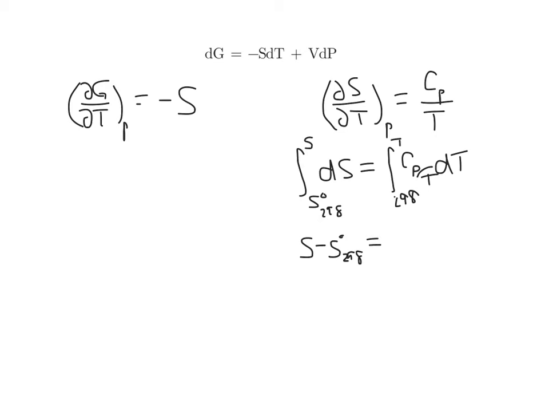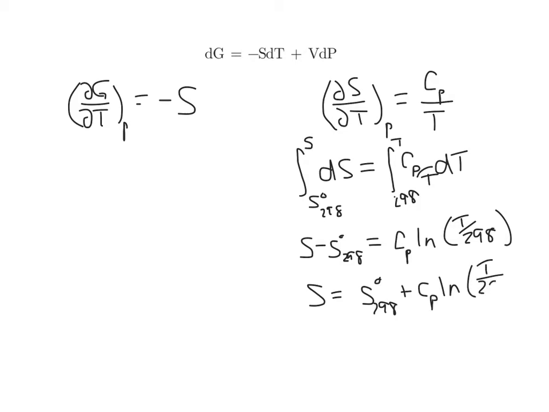now if we assume the heat capacity is constant with temperature, that'll simplify things. So for a constant heat capacity, I can take that out of the integral, and then I have natural log of T divided by 298. And so my expression for the absolute entropy is the entropy at 298 plus a correction for not being at 298 Kelvin.